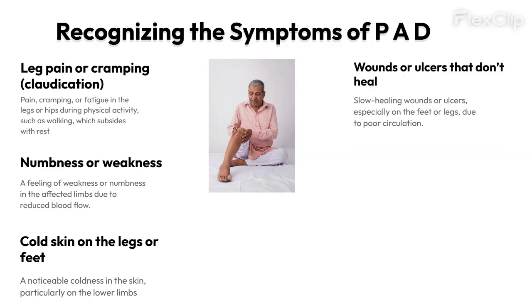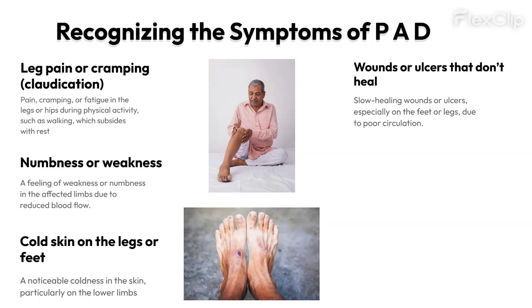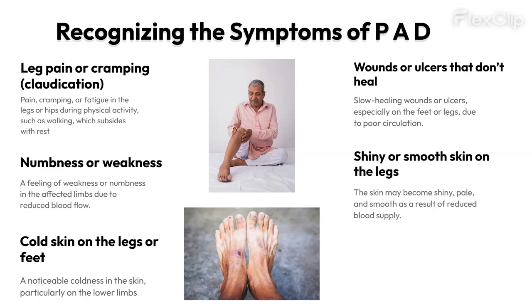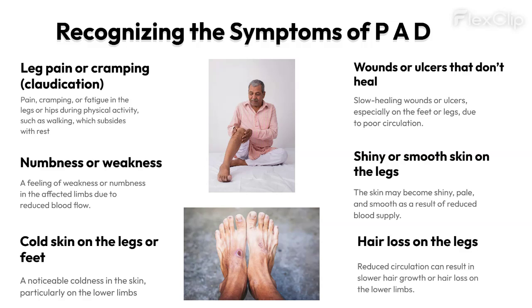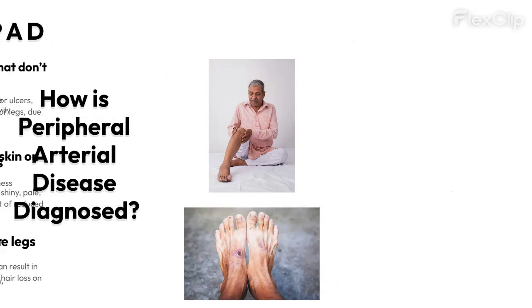Wounds or ulcers that don't heal. Slow healing wounds or ulcers, especially on the feet or legs, due to poor circulation. Shiny or smooth skin on the legs. The skin may become shiny, pale, and smooth as a result of reduced blood supply. Hair loss on the legs. Reduced circulation can result in slower hair growth or hair loss on the lower limbs. Weak or absent pulse in the legs or feet. In severe cases, a weak or absent pulse may be detectable in the affected leg or foot.